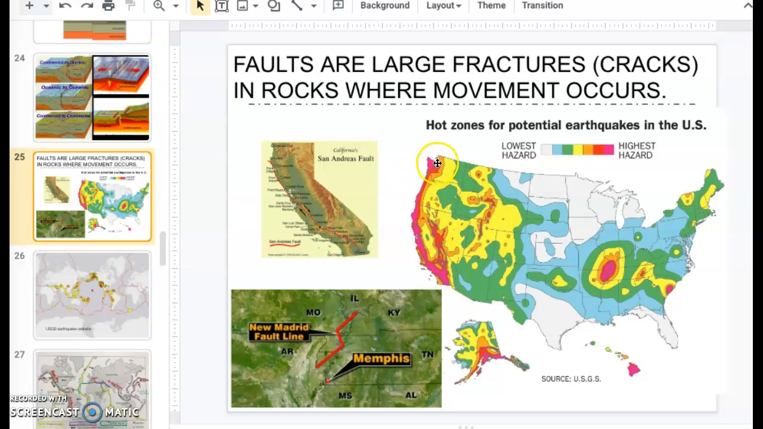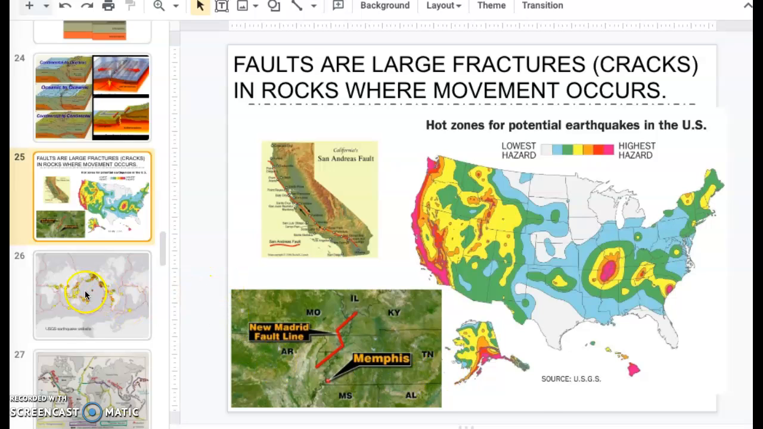There are also, you'll notice California has a tremendous amount. It's in the high hazard area. It lies on a fault line called the San Andreas Fault, but it also has multiple tectonic plate boundaries in that region as well. You'll notice Hawaii is falling into that same category, as well as parts of Alaska.